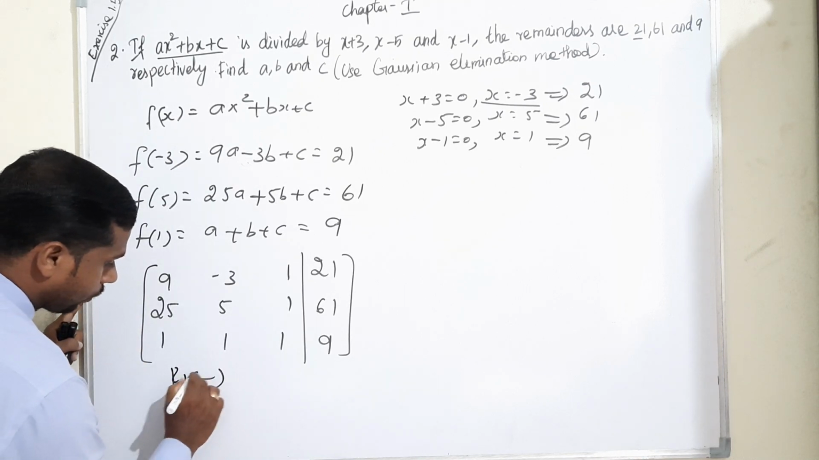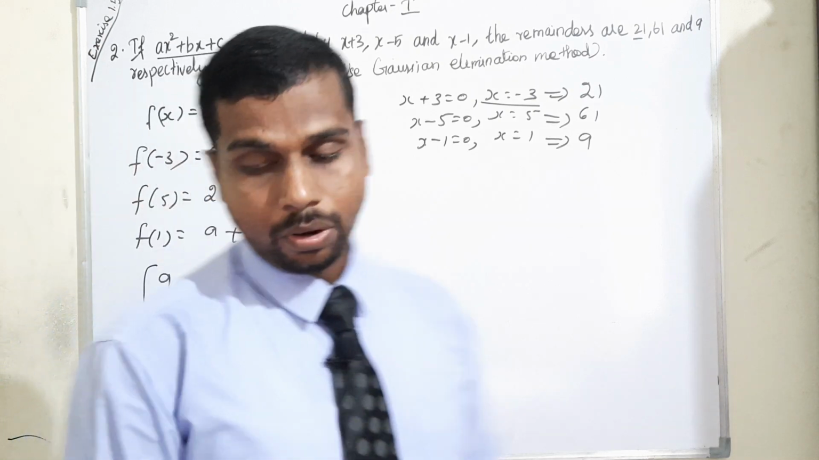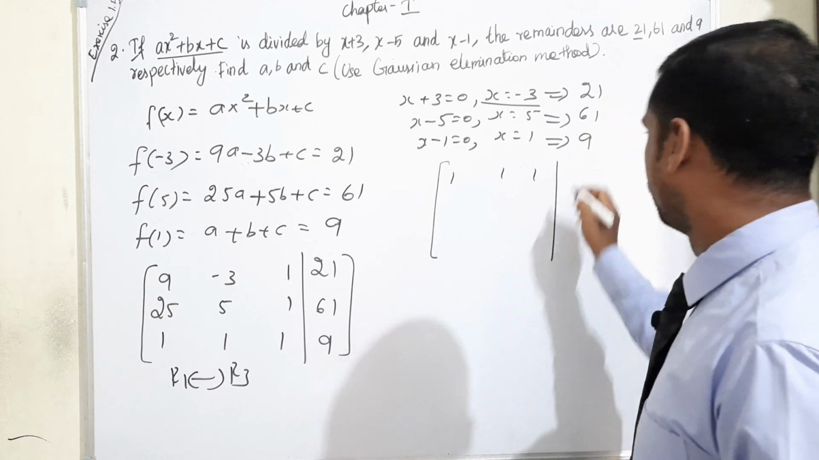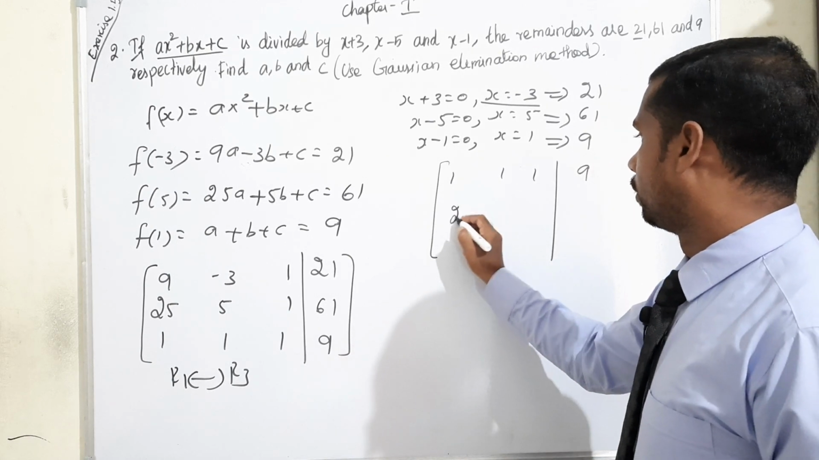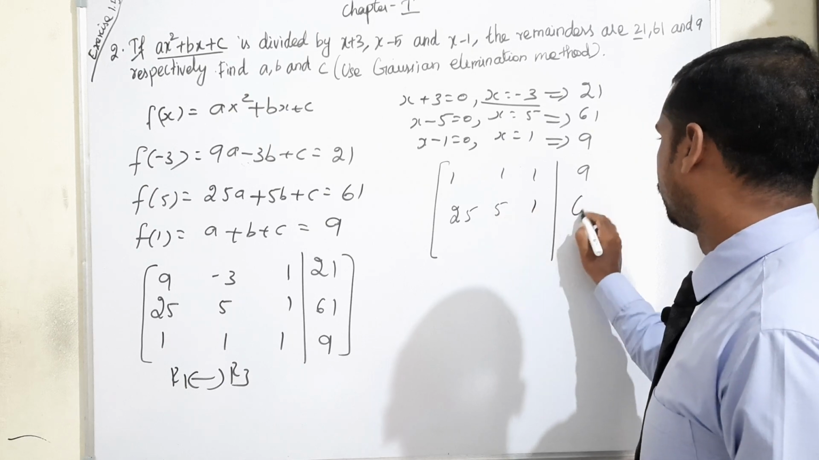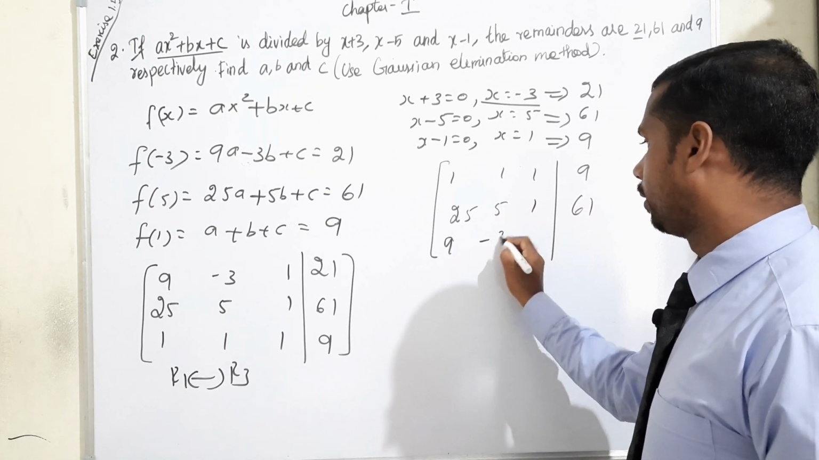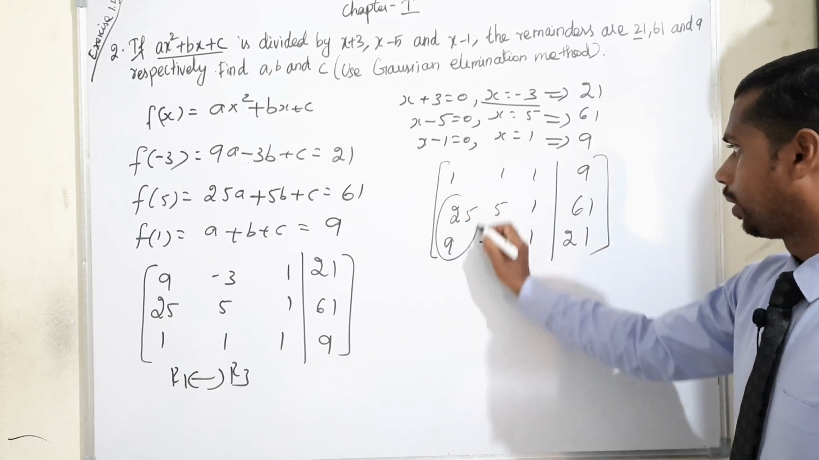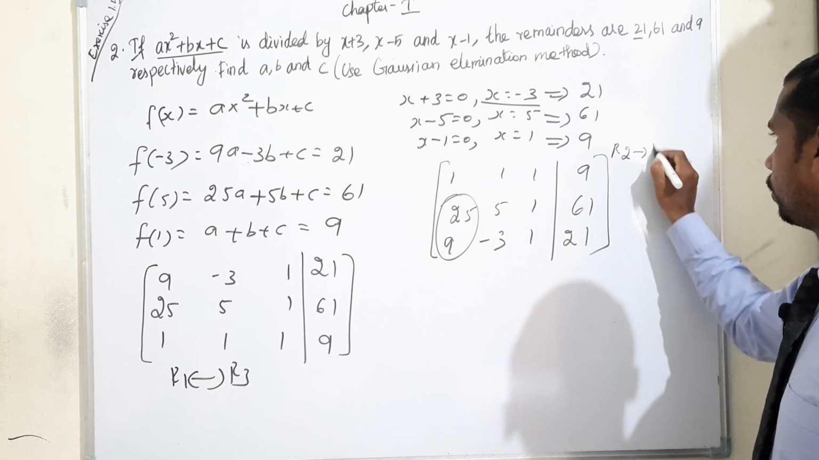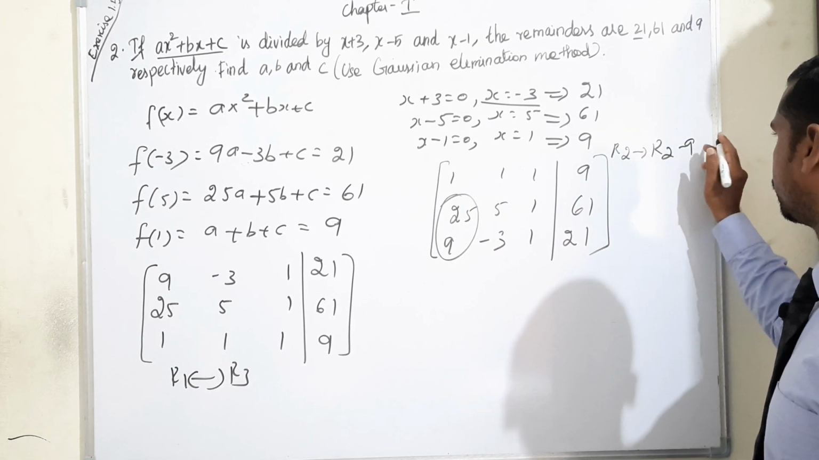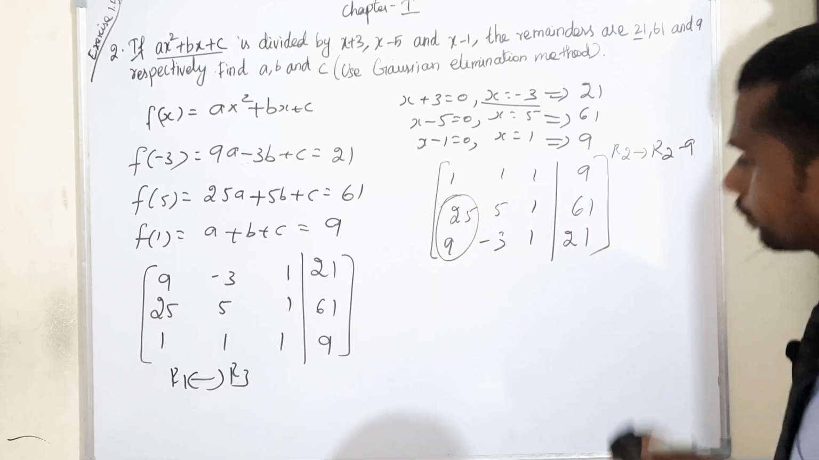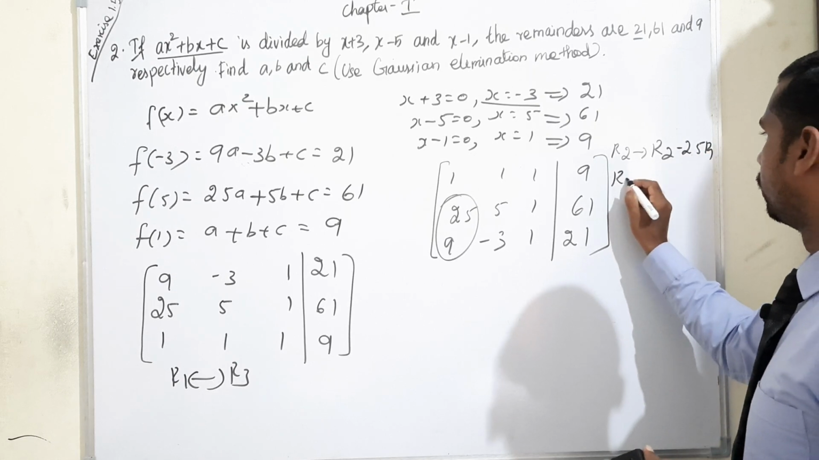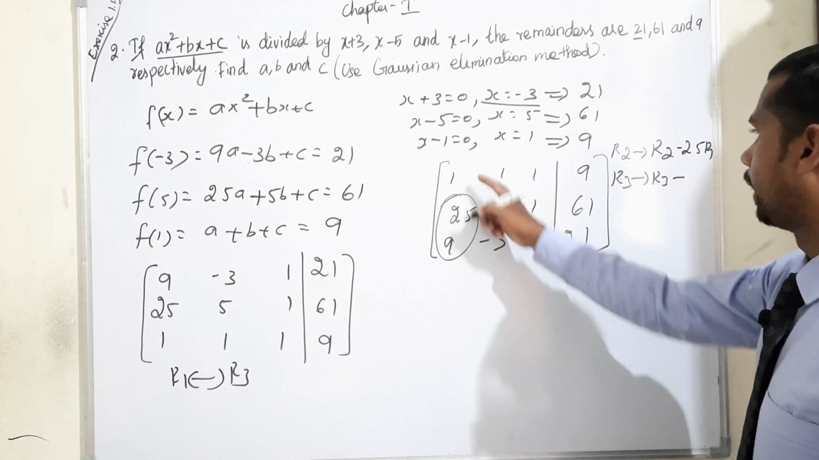So what we have to do: R1 interchange R3. So R1 interchange R3 gives 1 1 1 9, then 25 5 1 61, then 9 minus 3 positive 1 21. Very simple, no? Under the first term we have to make 0, so R2 gives R2 minus 25 into R1, isn't it? R3 gives R3 minus 9 into R1.